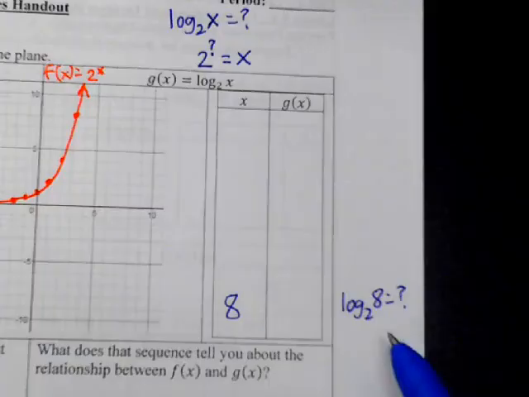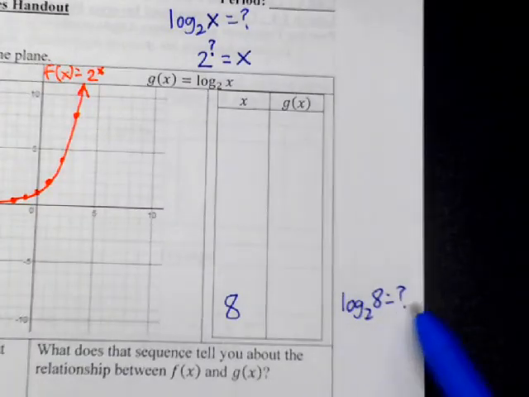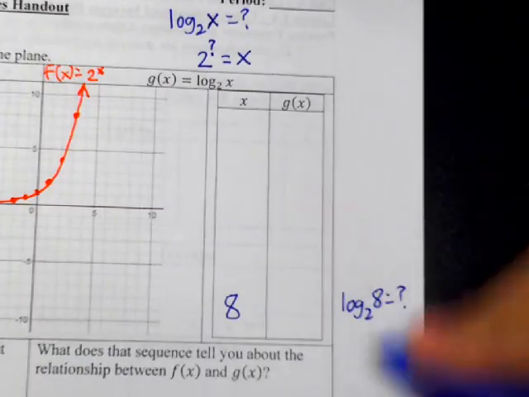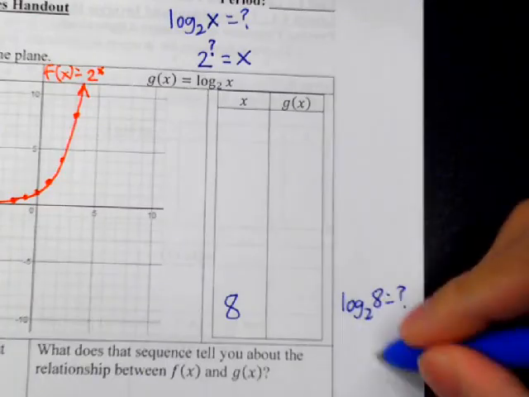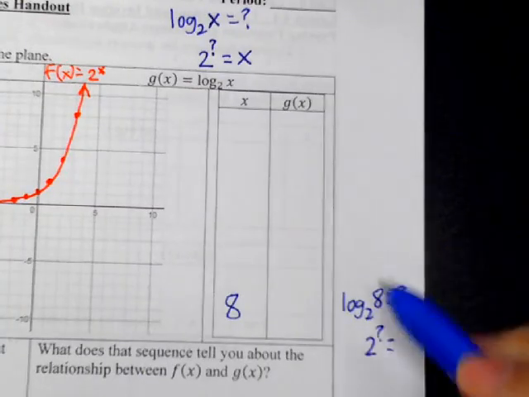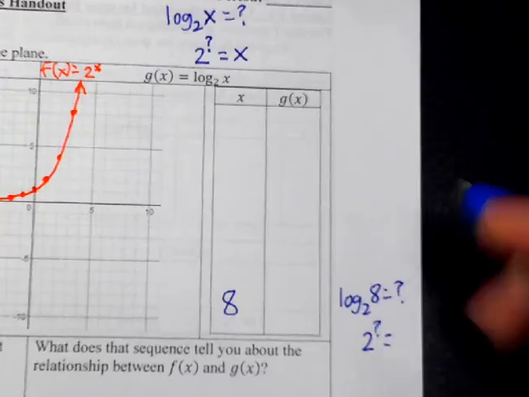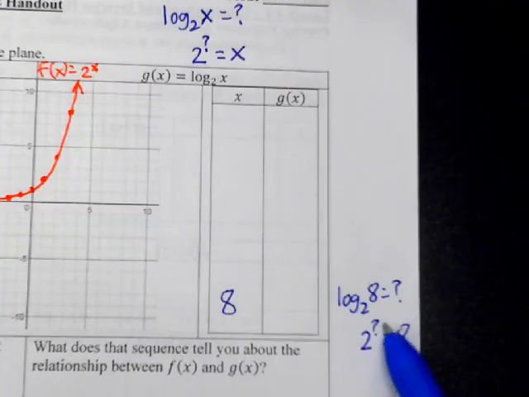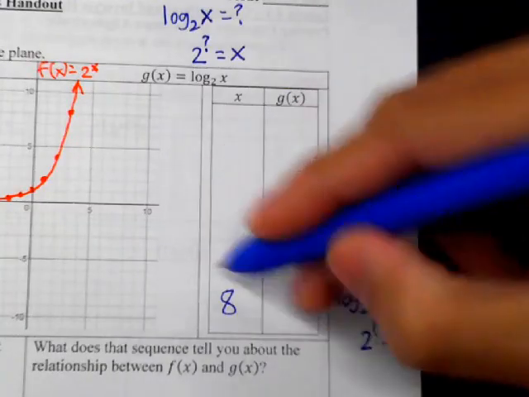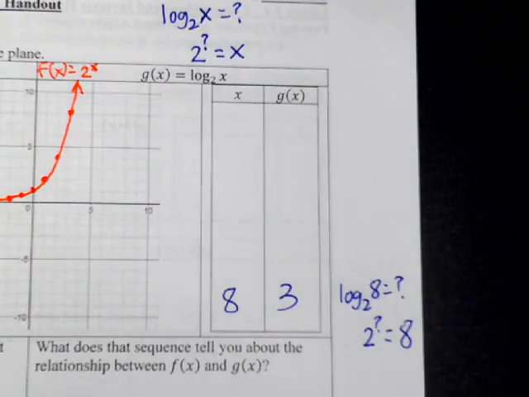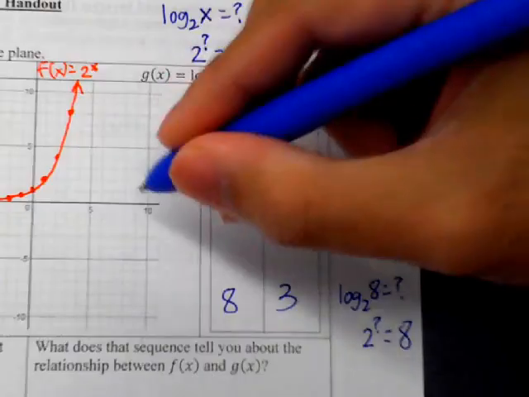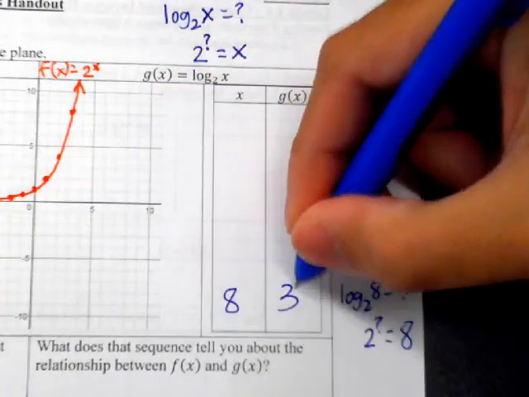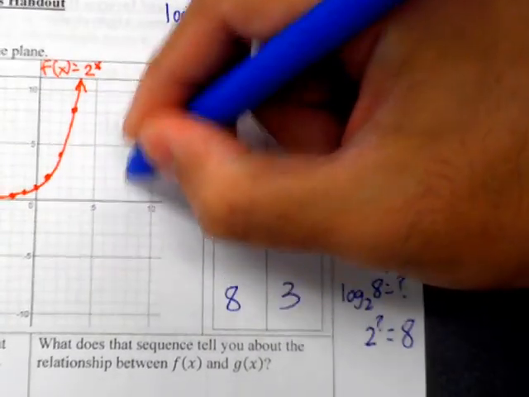But if I rewrite this as an exponential equation, I'm asking what exponent I put on this base of 2 to make it turn into the argument of 8. Looking at it like this, I can recognize that it would have to be 3. 2 to the power of 3 would turn into 8. So when x is 8, y is 3.